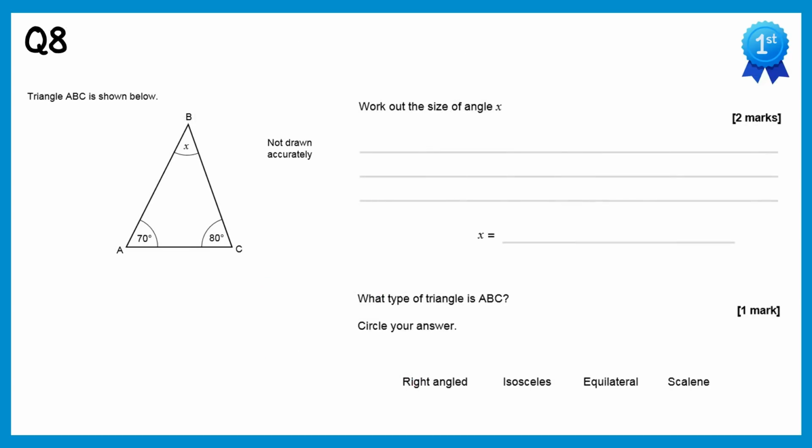For this question, we're trying to find a missing angle in a triangle. You should know the angles in a triangle add up to 180. So if we add up the two angles we have, 70 add 80 makes 150, and then we'll take that away from 180, so 180 take 150 gives 30. So that's the answer to the question, 30 degrees.